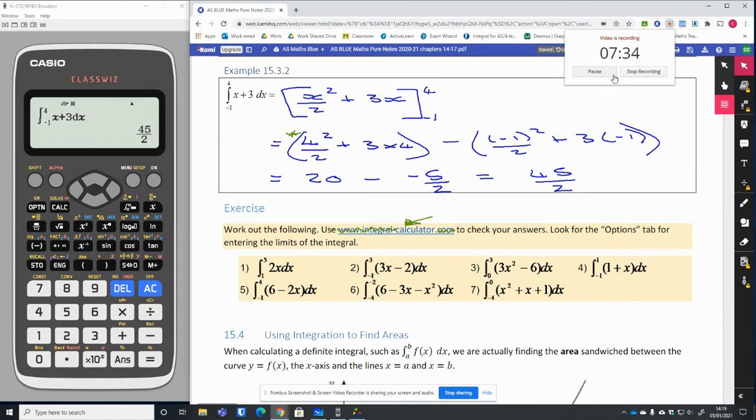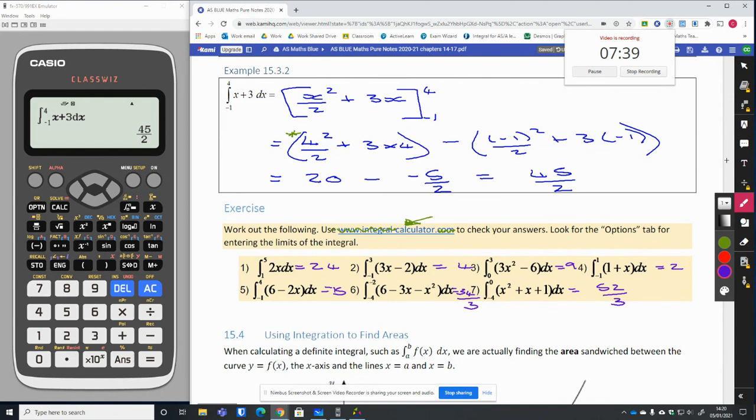Okay, so you need to pause the video and have a go at that exercise. And there are the answers for you to check, although if you've used your calculator correctly, you will already know that you have the right answers.